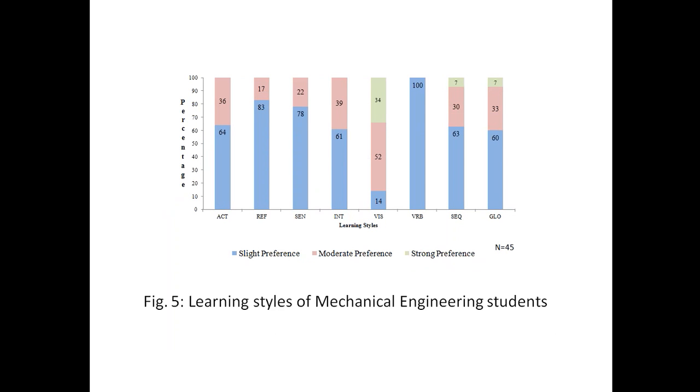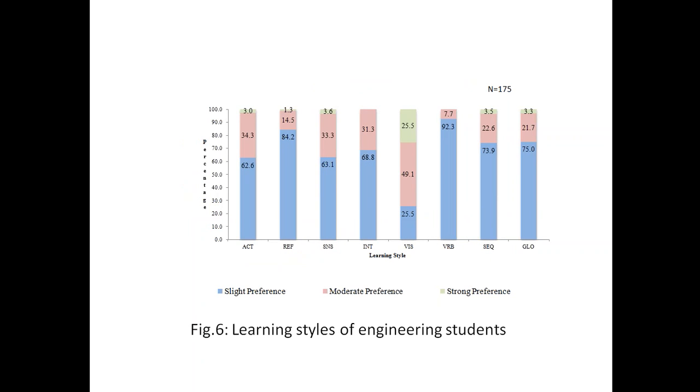And among mechanical engineering students, 34% showed a strong preference for the visual learning style, and 7% each showed a strong preference for the sequential and global learning styles. When we look at the complete scenario of how many students have a slight, moderate, or strong preference for a particular learning style, we found that very few students, except in the case of the visual learning style, showed a strong preference. The majority had a slight or a moderate preference for a particular learning style.